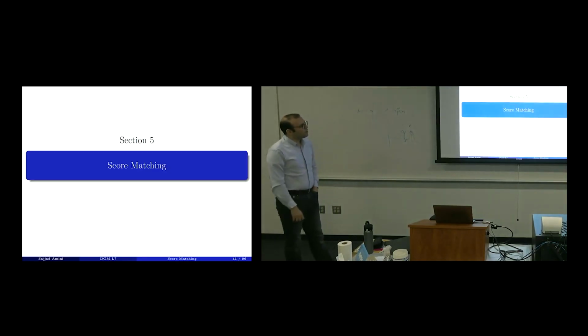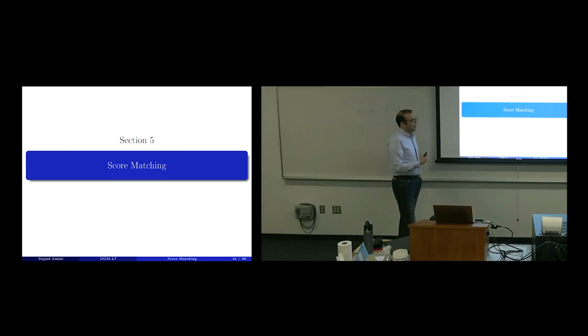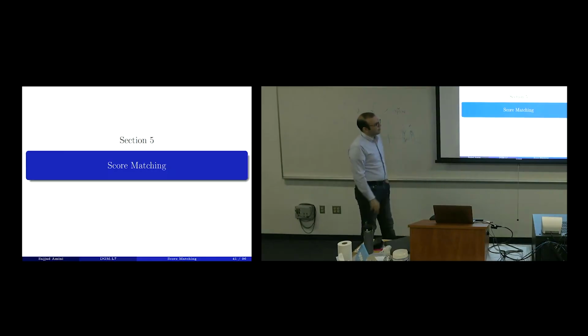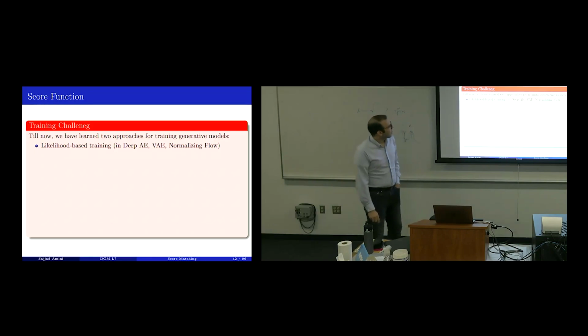Now we want to talk about a new family of algorithms that you can use to find the score function. I will define the score function explicitly in this part. Any question about CD, contrastive divergence? Okay.